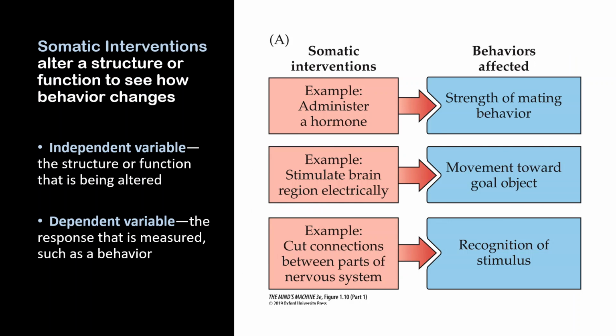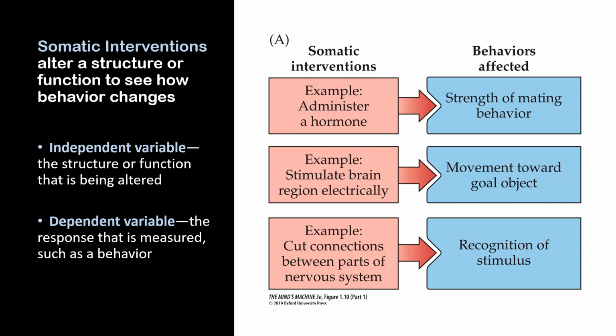With somatic interventions, we alter the structure or function of the brain or body to see how this alteration changes behavior. For example, we could administer a hormone like oxytocin and see if participants who receive the hormone show more empathy towards others compared to those who do not receive the hormone. In this example, the intervention, the oxytocin administration, is the independent variable, that variable which the researcher manipulates. The behavioral change, like empathy, is the dependent variable, the variable which we must measure to see if our manipulation has an effect.